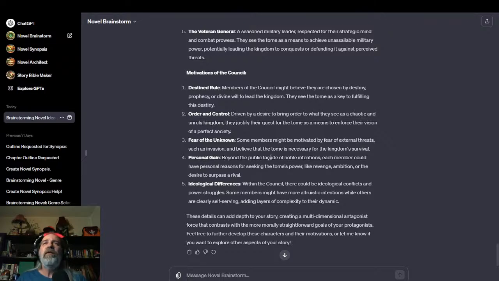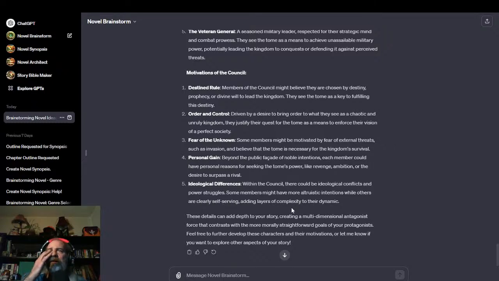Personal gain beyond the public facade of noble intention. Each member could have personal reasons for seeking the tome's power, like revenge, ambition, or the desire to suppress a rival. Ideological differences. Within the council, there could be ideological conflicts and power struggles. Some members might have more altruistic intentions, while others are clearly self-serving, adding layers of complexity to their dynamic.